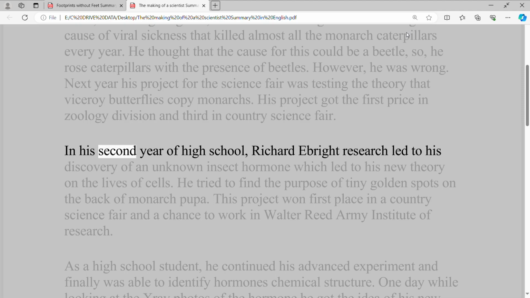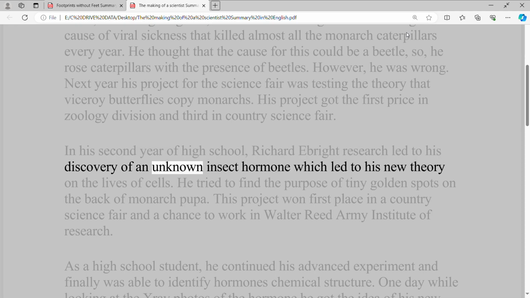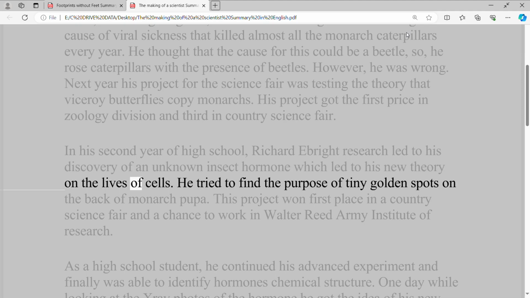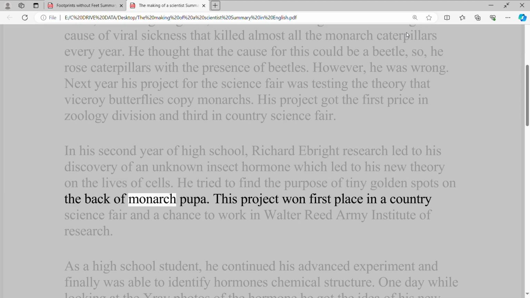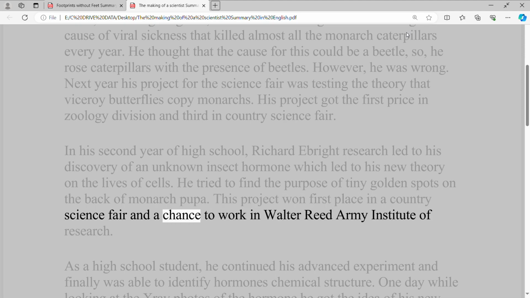In his second year of high school, Richard Ebright's research led to his discovery of an unknown insect hormone, which led to his new theory on the lives of cells. He tried to find the purpose of tiny golden spots on the back of the monarch pupa. This project won first place in the county science fair and a chance to work in the Walter Reed Army Institute of Research.